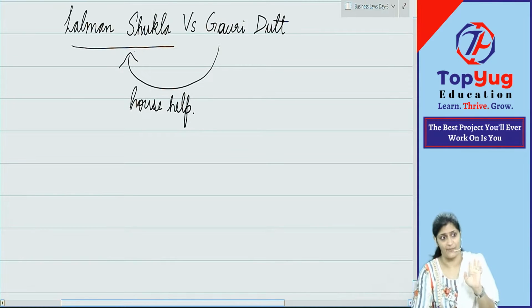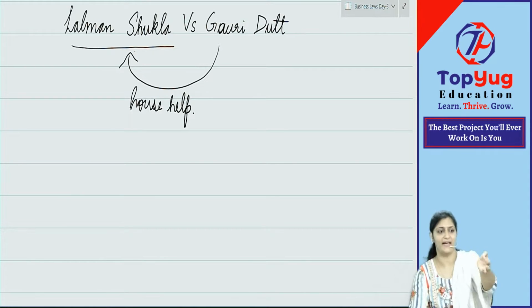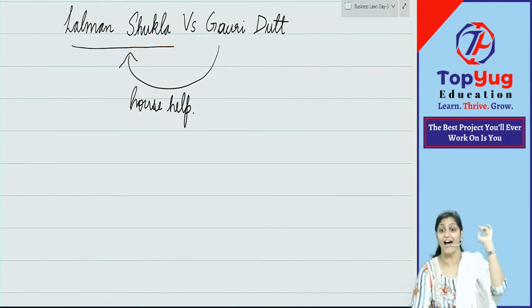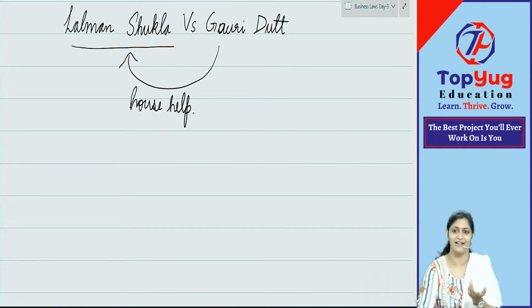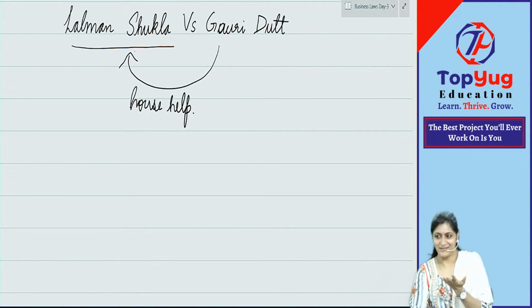After he left, what did Gauri Dutt do? Gauri Dutt gave an advertisement saying that whoever finds my lost nephew, I will pay that person rupees 100. Rupees 100 was a large amount at that point of time when the case was made. It was a very big amount.